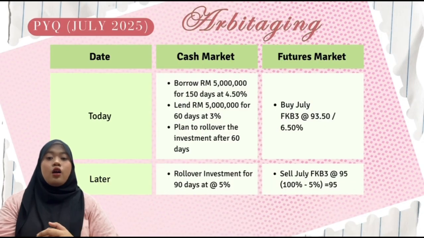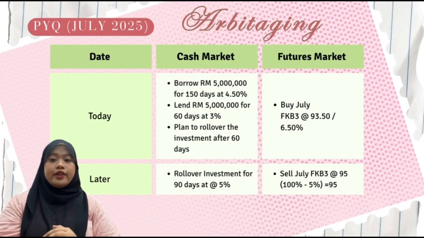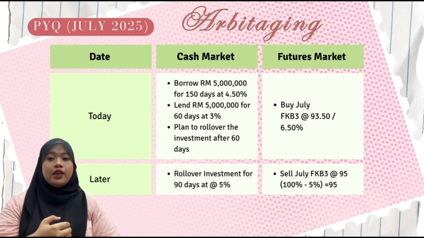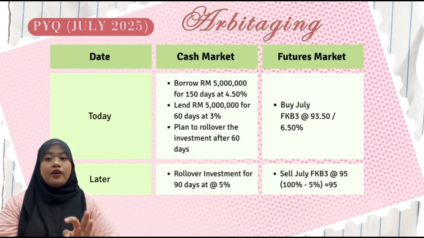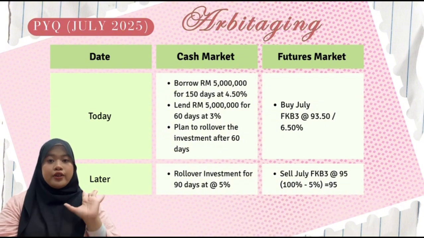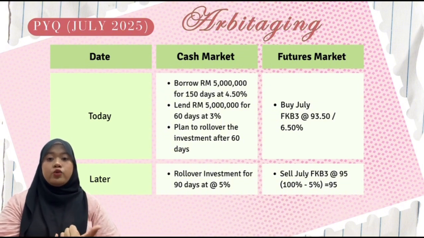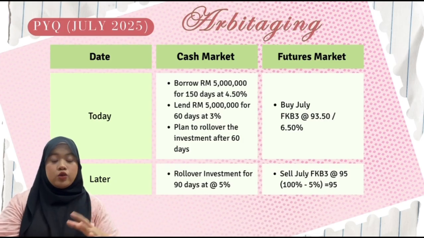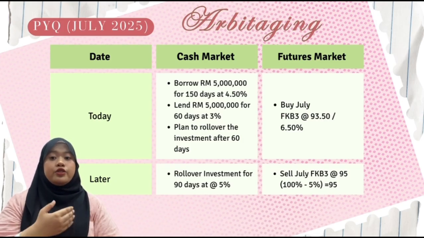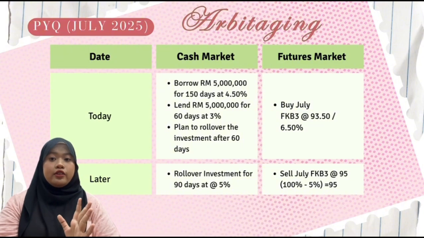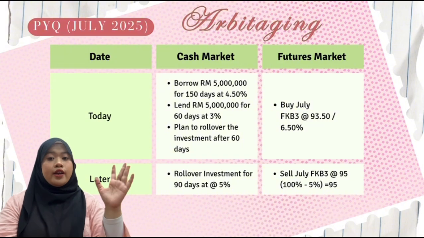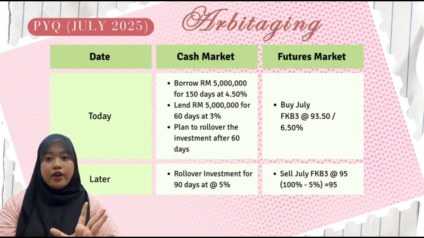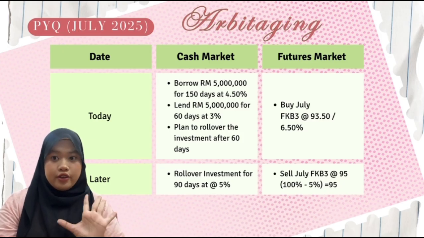For the cash market, borrow RM 5 million for 150 days at 4.5% and lend RM 5 million for 60 days at 3%, and after 60 days roll over at 5% for 90 days. The reason is we lock in borrowing costs for the full 150 days and earn interest in parts to match the timing. For the futures market, buy FKB3 at 93.5 and expect the price to rise to 95. Why 95? Because 100 minus 5, as the convergence rate is 5%.